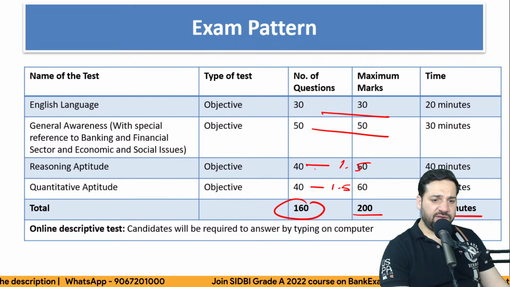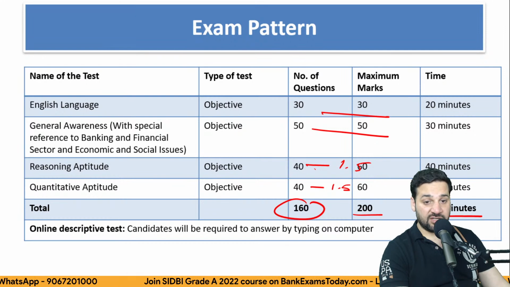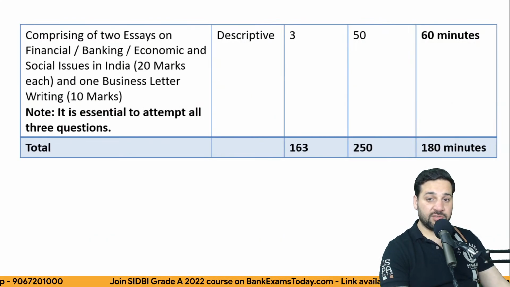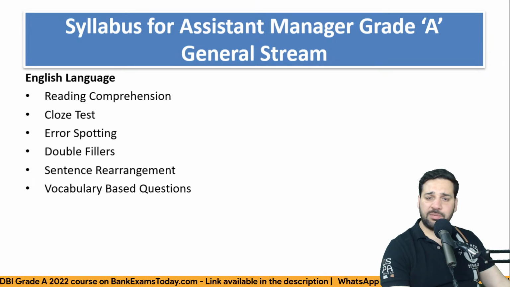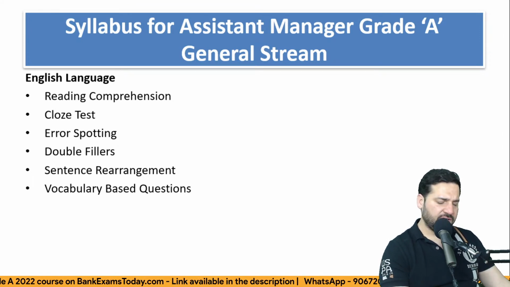So the syllabus of English, reasoning, and quantitative aptitude, I hope you're already aware of it, but for general awareness, there is a lot of confusion among students. We will clear that as well. In the English language, reading comprehension, cloze test, error spotting, double filler, sentence rearrangement is similar to IBPS PO, SIDBI Grade A, RBI Grade B.